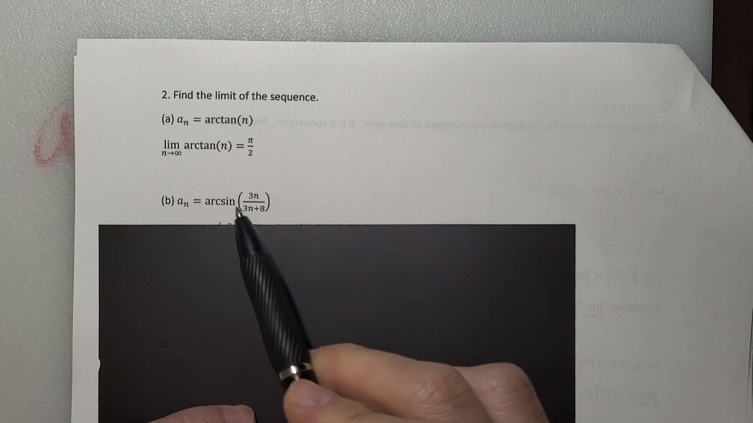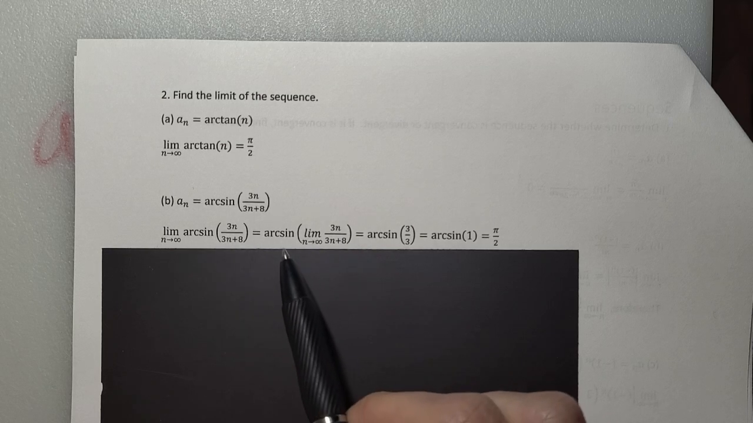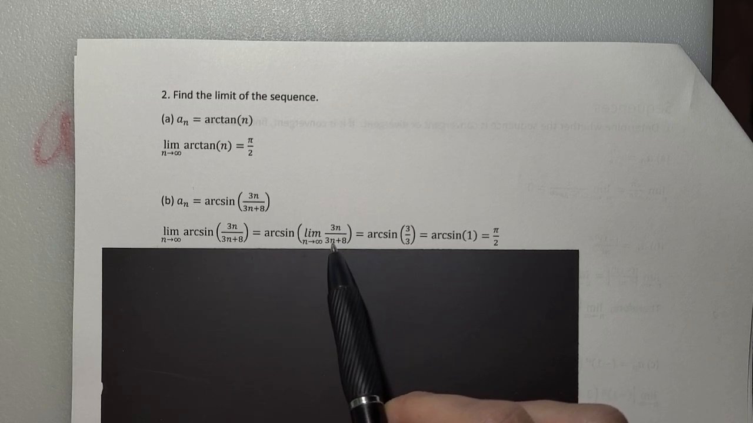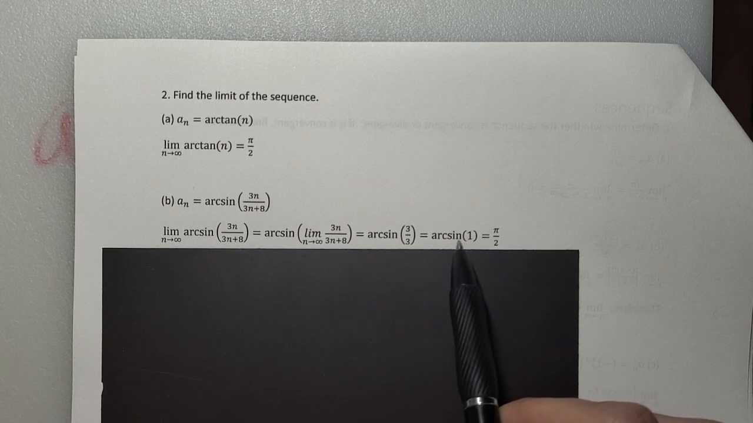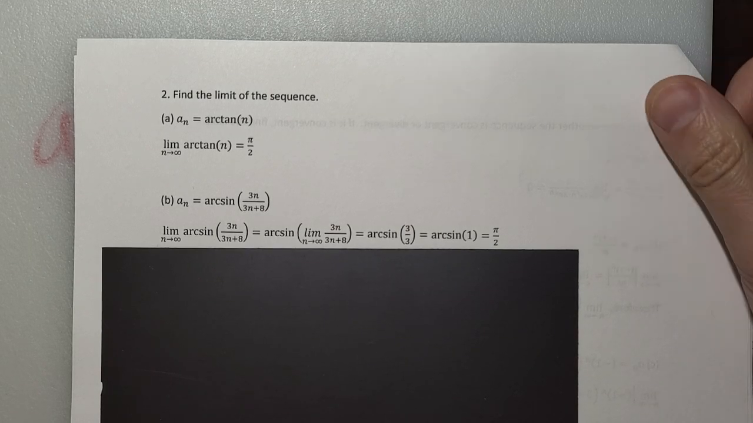How about this one? A sub n, arcsine of 3n over 3n plus 8. Well, as n goes to infinity, what happens? We can use that property of limits for composite functions. So we can first find the limit of the inside, and if it exists, then we can just plug it into the outside. So that's what I did here. What's the limit as n goes to infinity of 3n over 3n plus 8? That's just 3 over 3, which is 1. So what's arcsine of 1? That's pi over 2.